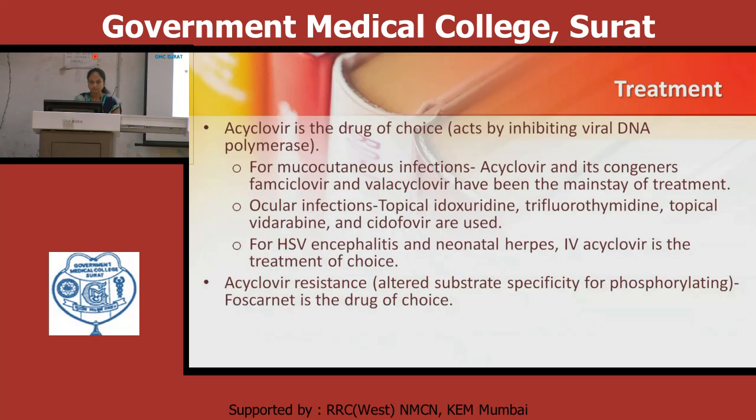Treatment. Acyclovir is the drug of choice. It acts by inhibiting viral DNA polymerase. For mucocutaneous infections, acyclovir and its congeners famciclovir and valacyclovir have been the mainstay of the treatment. For ocular infection, topical idoxuridine and trifluorothymidine, topical vidarabine and cidofovir are used. For HSV encephalitis and neonatal herpes, IV acyclovir is the treatment of choice. For acyclovir resistance, foscarnet is the drug of choice.